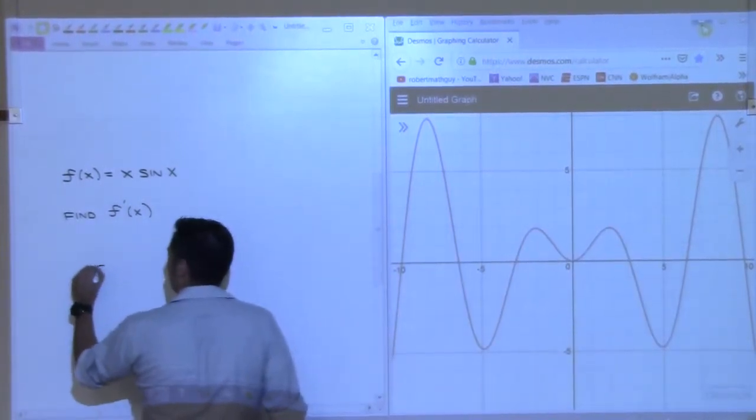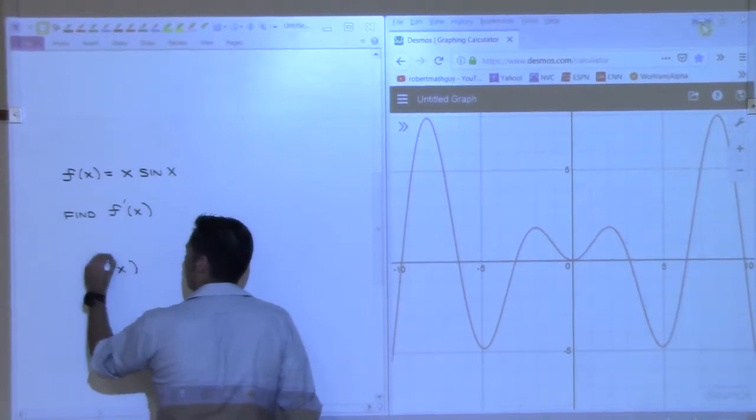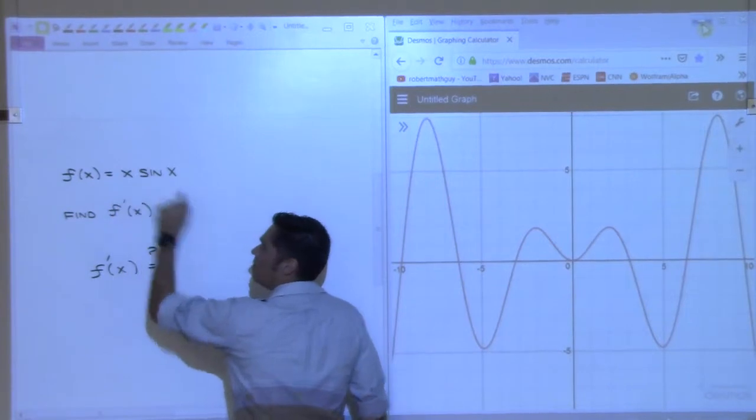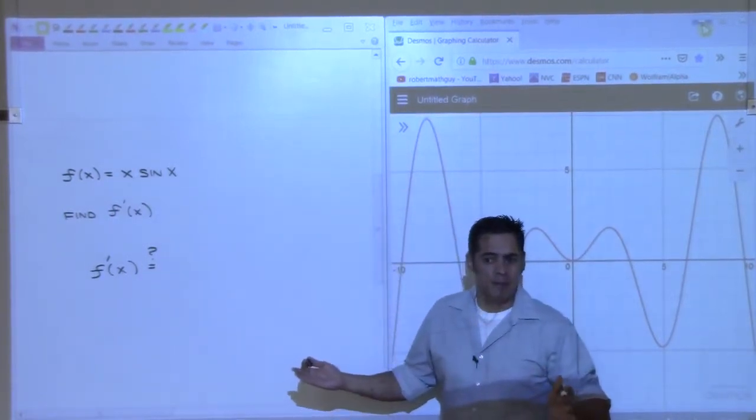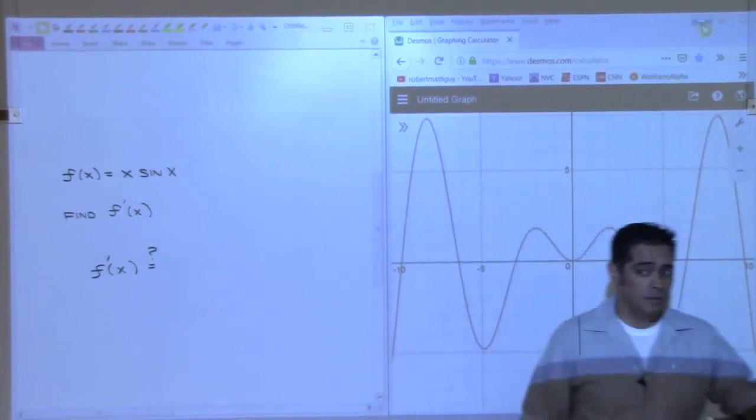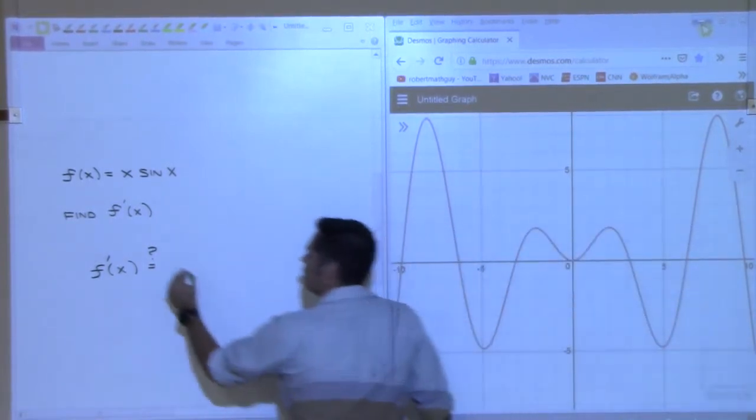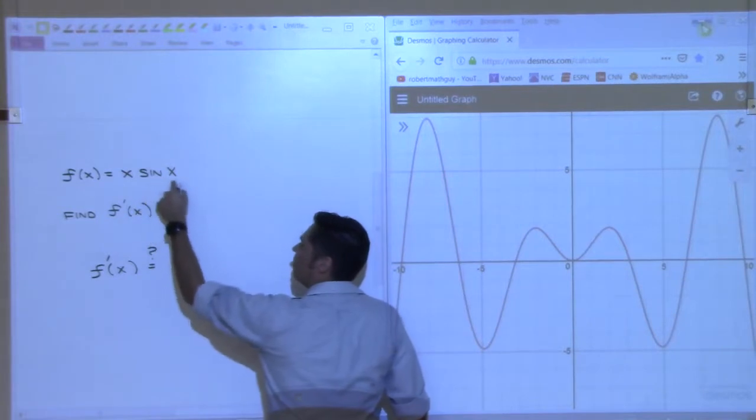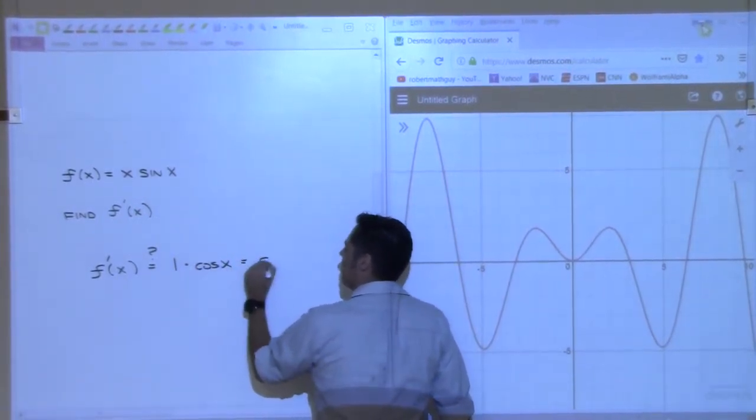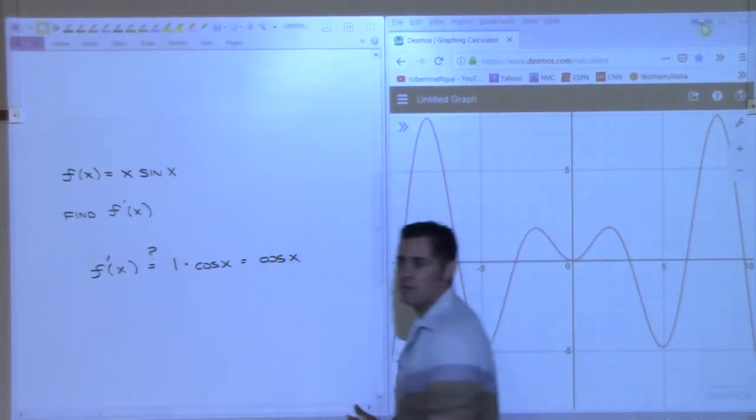you might think what you can do is just take the derivative of each one of them separately. So let's just see what would happen. If we take the derivative of x, the derivative of x is 1, okay? 1 times the derivative of sine of x, which is cosine of x, and that's just 1 times cosine x, so this is cosine x, right?